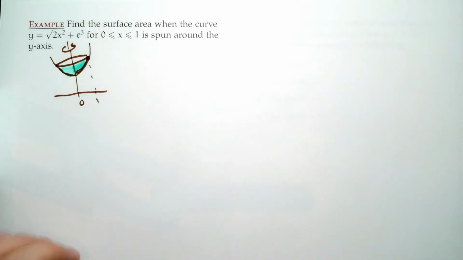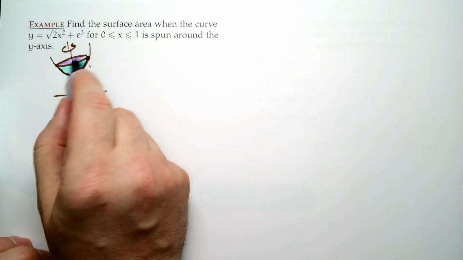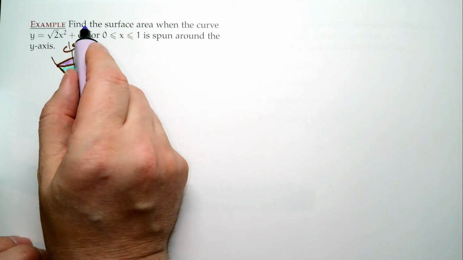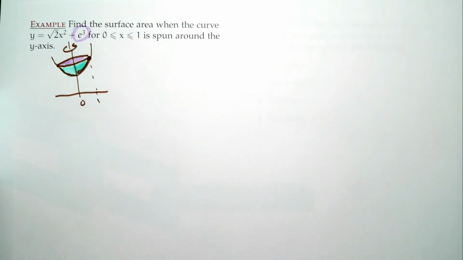Good. Now, we just need to figure out our little individual pieces. On a side note, before we start, will this e cubed affect the answer? Let's just think about that. Should it affect the answer?